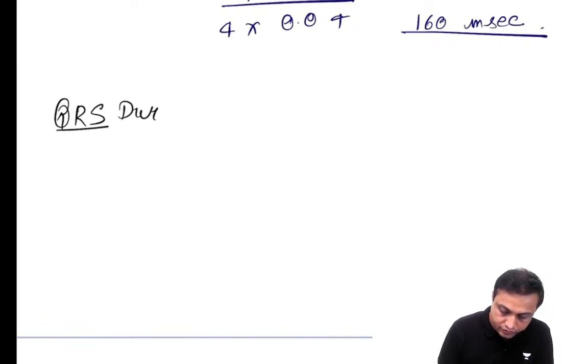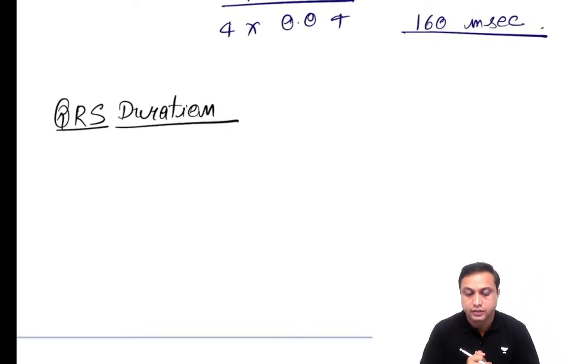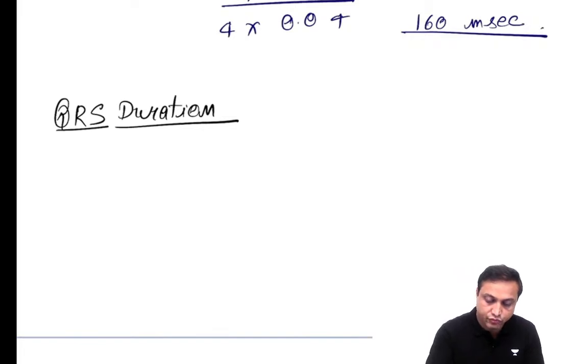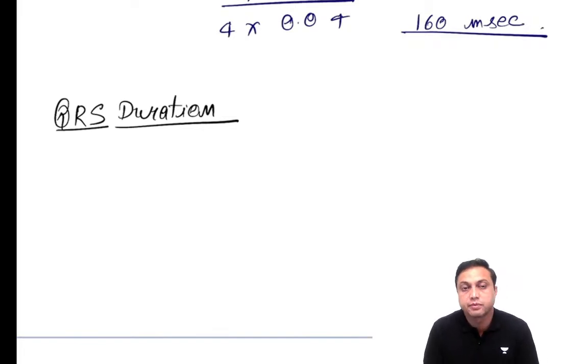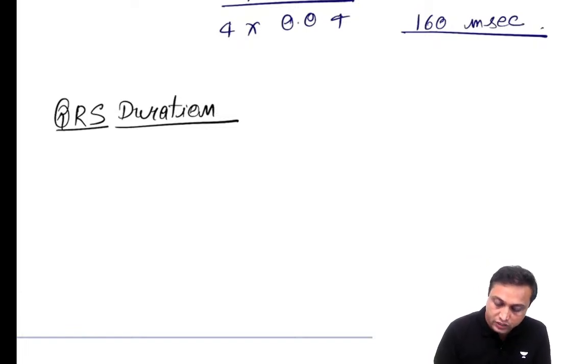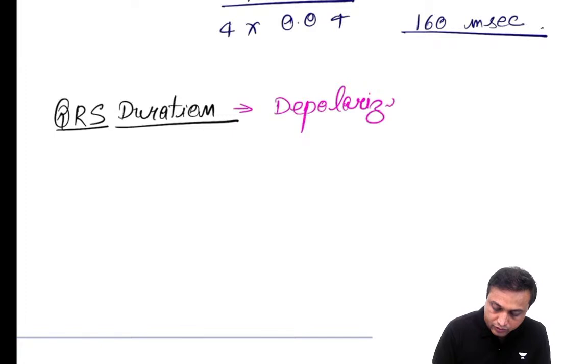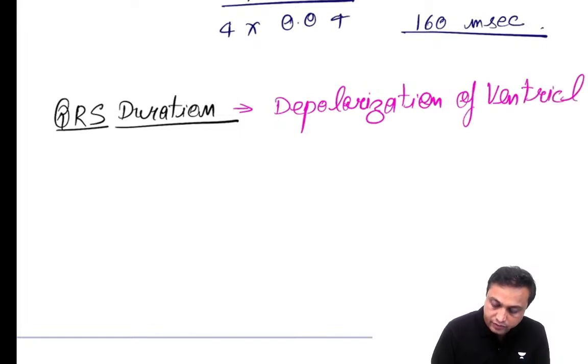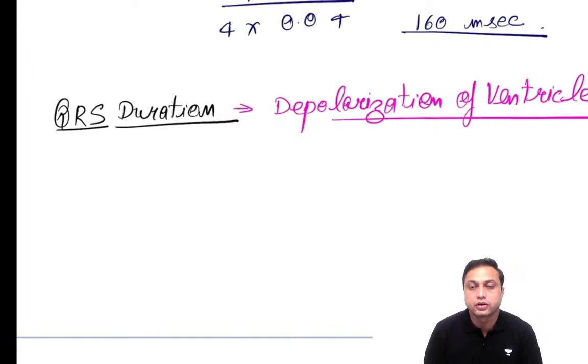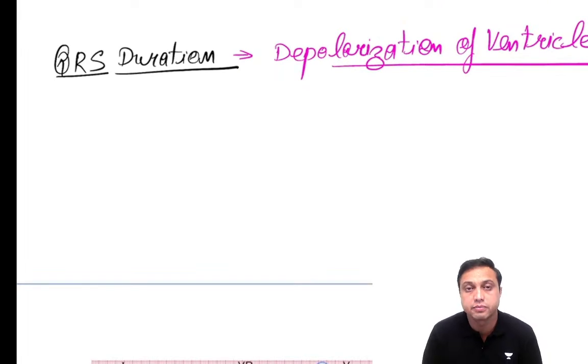QRS duration. What is the time of a QRS duration? Guys, can you please tell me what is the time duration of QRS and what this QRS duration represents? We have discussed it earlier also. So this QRS duration represents the depolarization of the ventricles. In other words, what is the time taken for the ventricles to get depolarized? Depolarization of the ventricles. So what does this QRS represent basically?